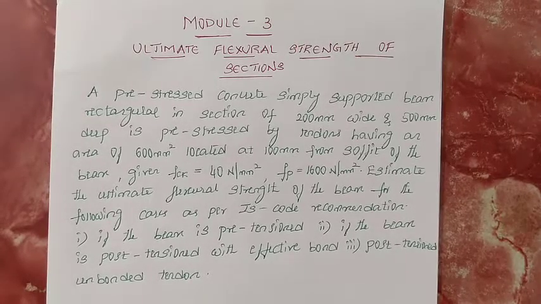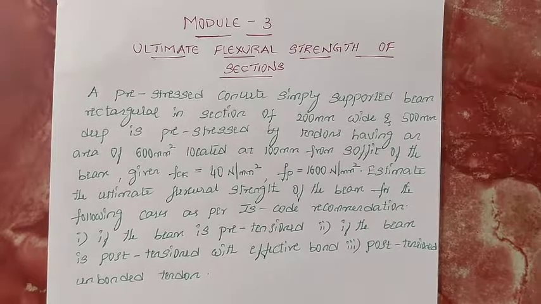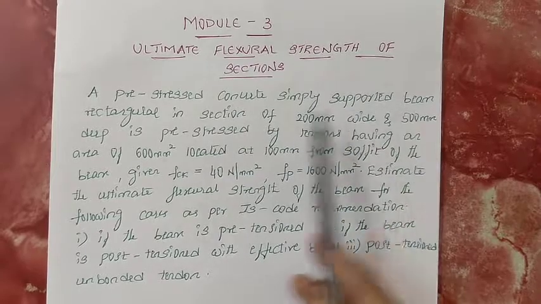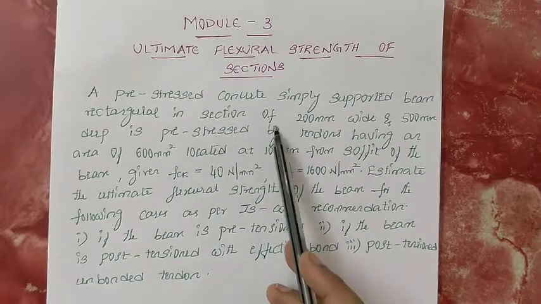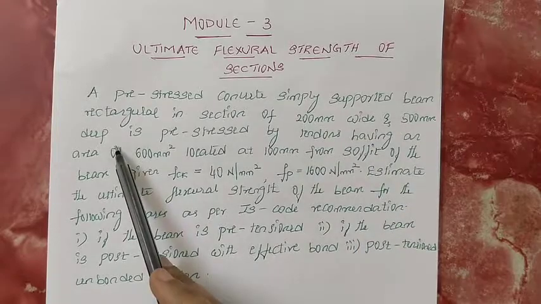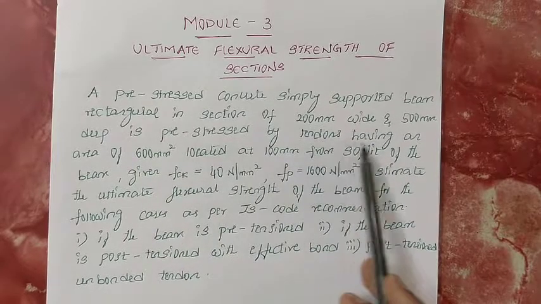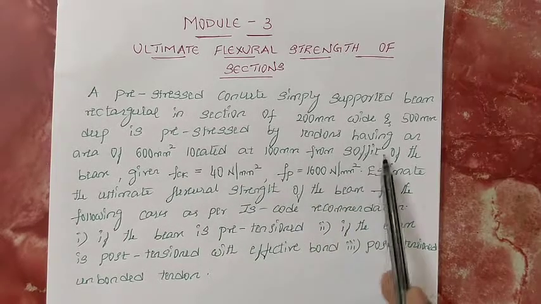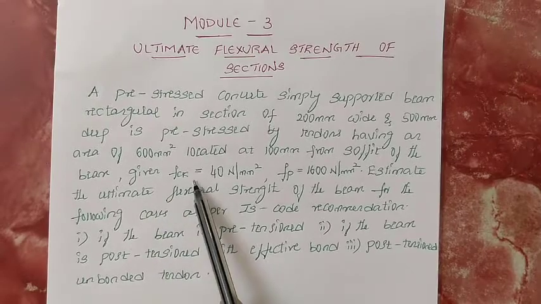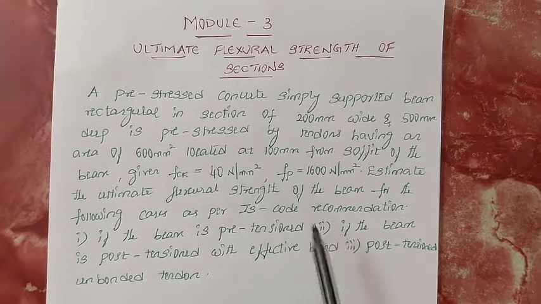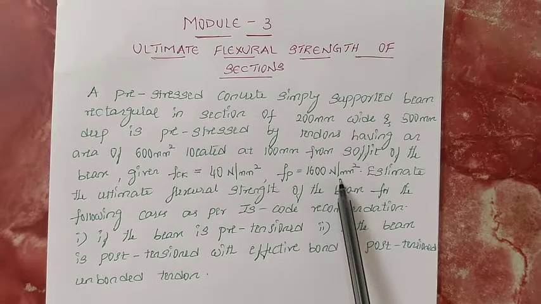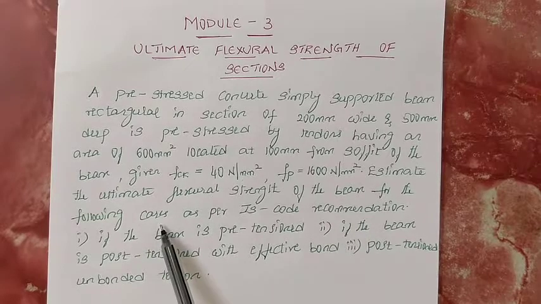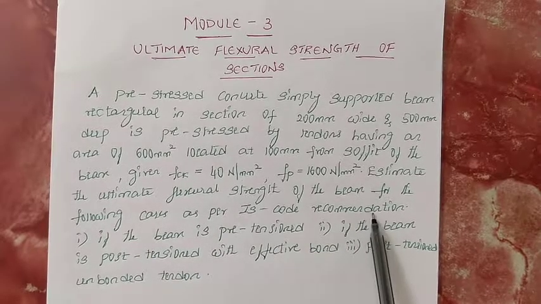Next, Module 3, Ultimate Flexural Strength of PSC section. A pre-stressed concrete simply supported beam, rectangular in section of 200 mm wide and 500 mm deep, is pre-stressed by tendons having an area of 600 mm square, located at 100 mm from the soffit of the beam. Given FCK equals 40 Newton per mm square and FP equals 1600 Newton per mm square, estimate the ultimate flexural strength of the beam for the following cases as per IS code recommendation.